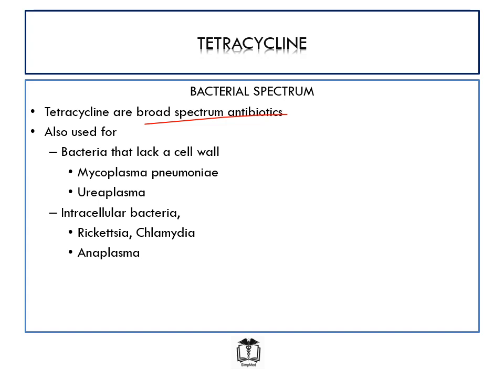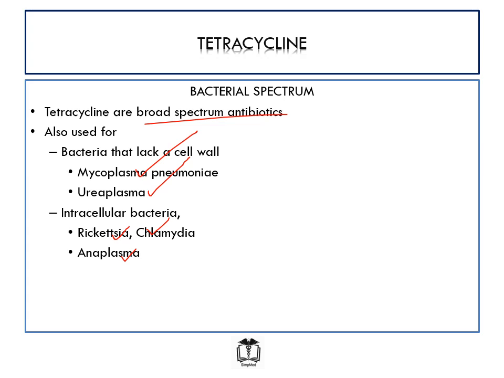When we talk about the use of tetracycline in the modern world, we talk about its use particularly for what we call intracellular organisms. So organisms or bacteria that have to thrive by being intracellular. This is usually the reason why we tend to prescribe tetracyclines. So organisms like Rickettsia, like Chlamydia, and Anaplasma are intracellular organisms. Alongside this, we also use tetracyclines for bacteria that lack a cell wall. So organisms like Mycoplasma pneumoniae and Ureaplasma are organisms that we use tetracycline in treatment alongside the others.